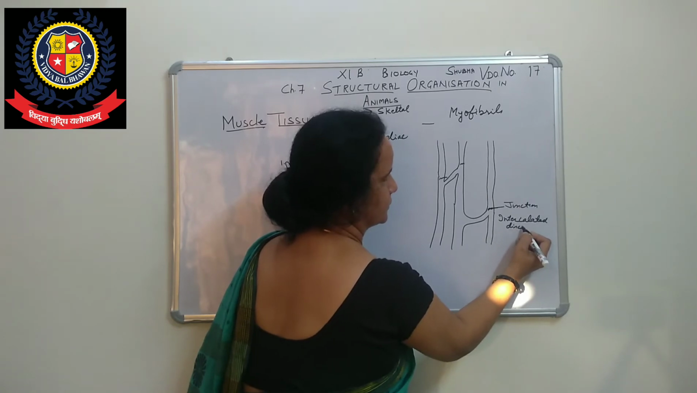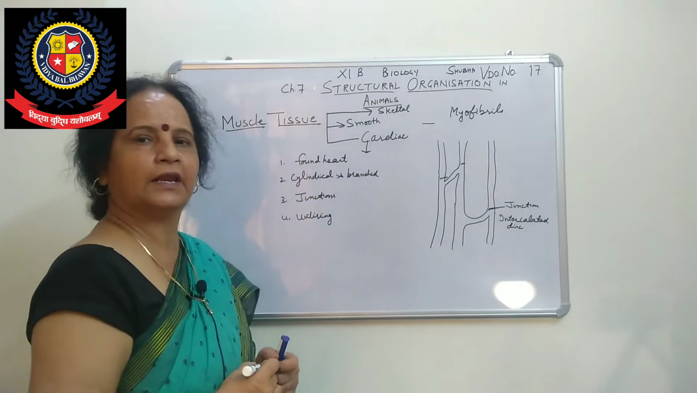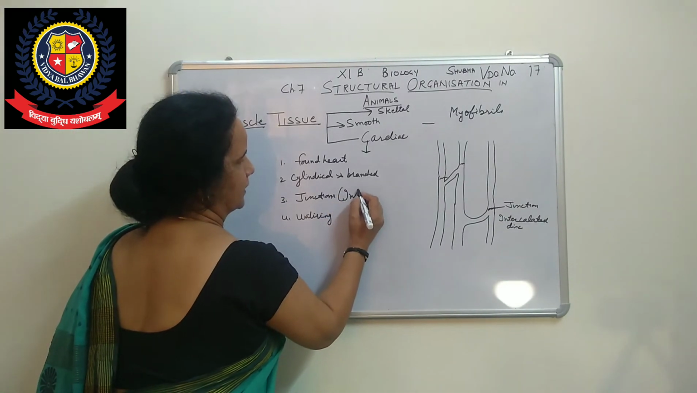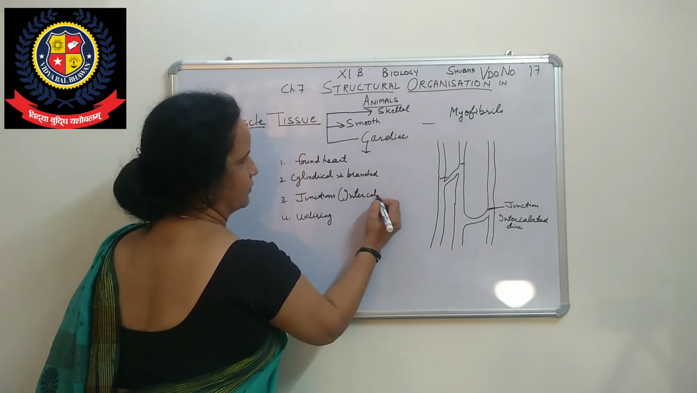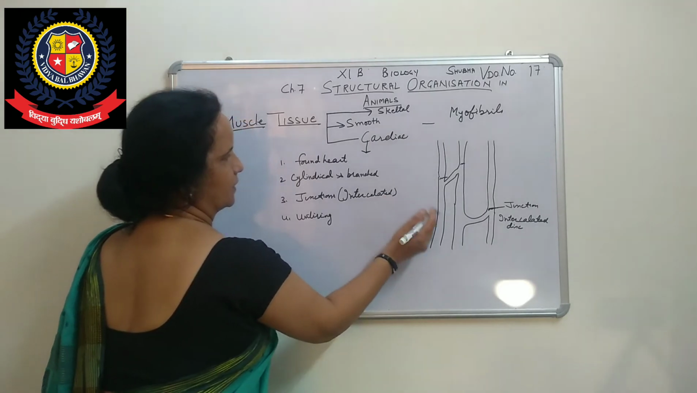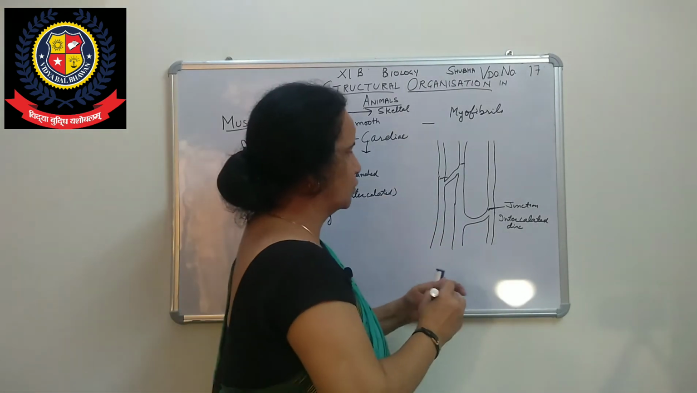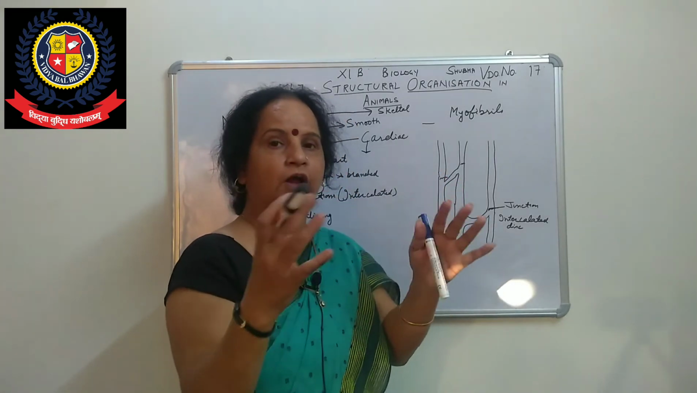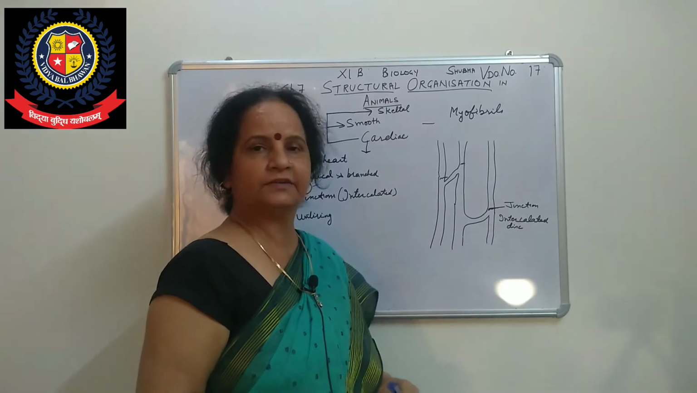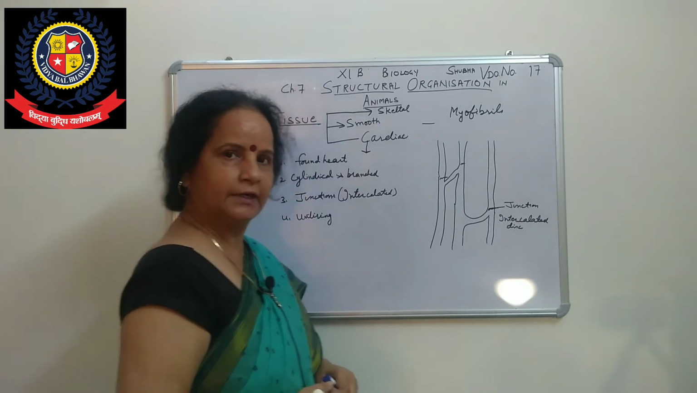disc. What is it called? Intercalated disc. So here we can write intercalated disc, which will communicate, so that both fibers will be well communicated or well informed together by this intercalated disc.